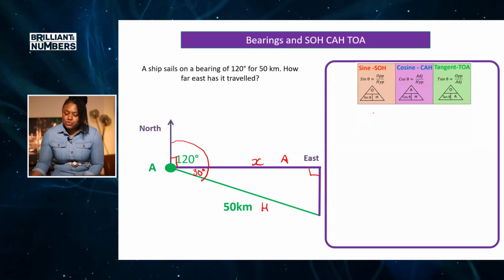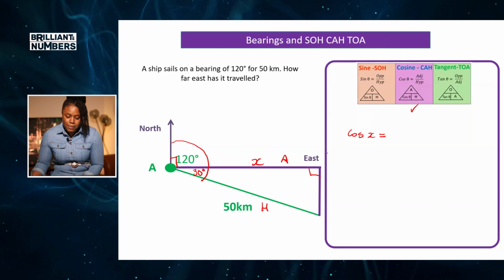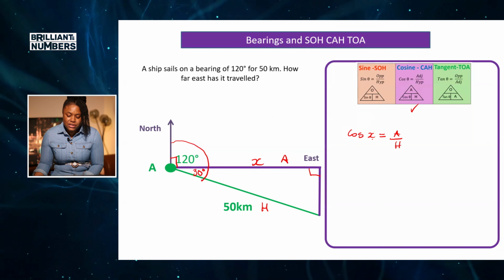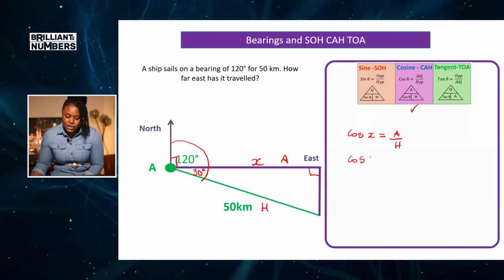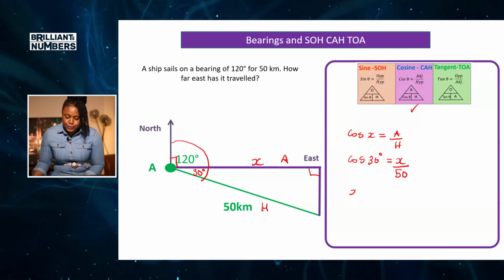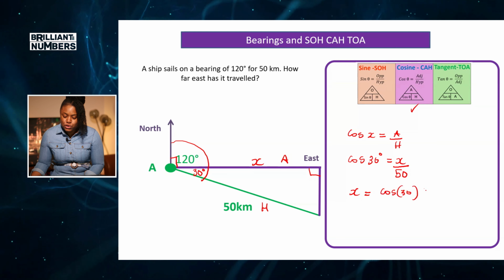So I'm using the cos ratio. I'm just going to put a little tick under that. So let's write cos X is equal to the adjacent side divided by the hypotenuse. In this question, the angle is 30, so cos 30 degrees is equal to my adjacent, which is X, divided by my hypotenuse, which is 50. Again, the variable is on the numerator, so I am multiplying. So X is equal to cos 30, which I put in bracket, multiplied by 50.